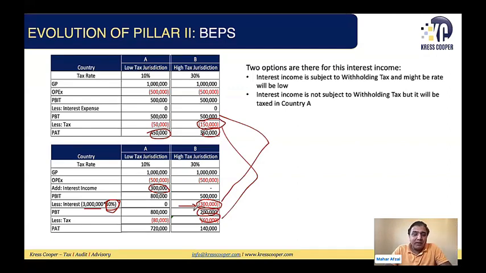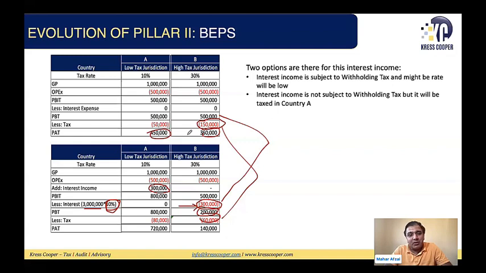So what this company did is move its profit from the high tax jurisdiction to the low tax jurisdiction. This is called BEPS, base erosion and profit shifting. They eroded the base from the UK and built up the base in UAE.